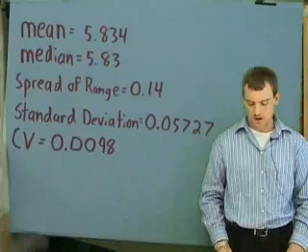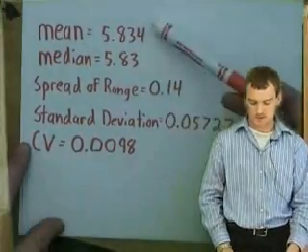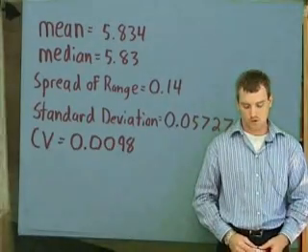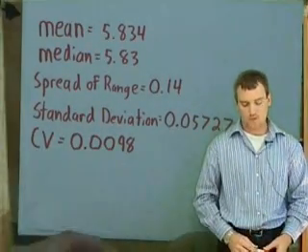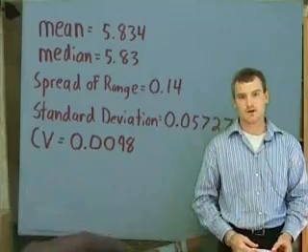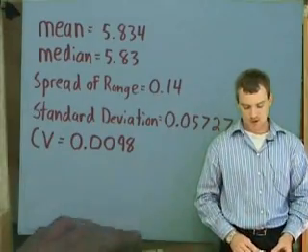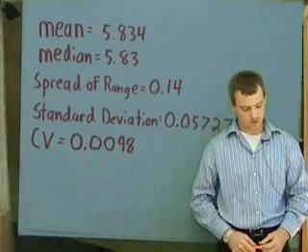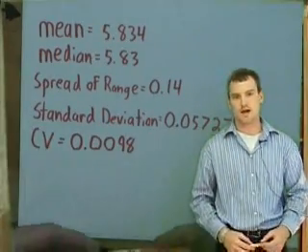Now, for making just a table, these are the values that we determined so far. Our mean was 5.834, our median 5.83, our spread of range was 0.14, our standard deviation was 0.05727, and finally our coefficient of variation was 0.0098.